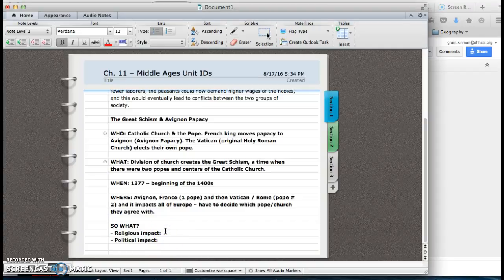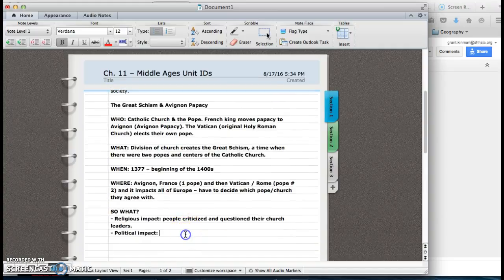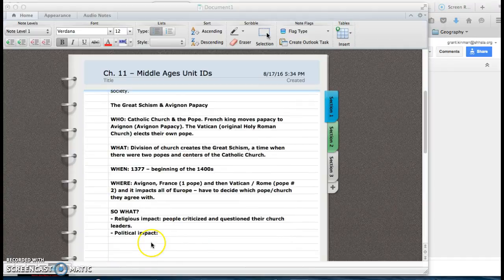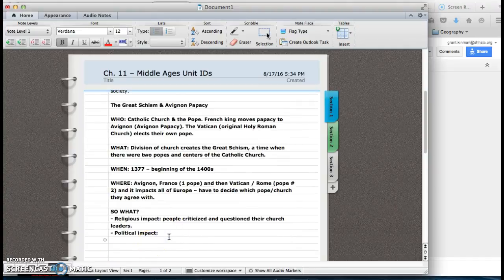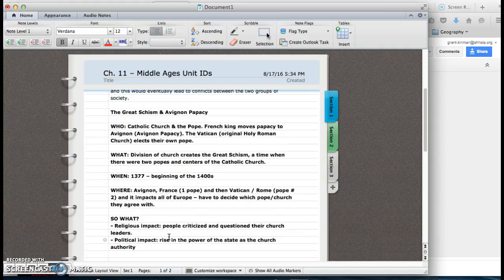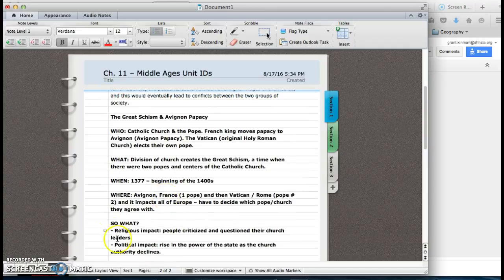So one of the ways this impacted religion was people criticized and questioned their church leaders, right? And that is an important thing, because if we're starting to question our church leaders, that's a dramatic change in society. About it politically, because we see a decline in church power, we see a rise in the power of the state as the church authority declines. And that would complete our ID. So your ID might look something like that.